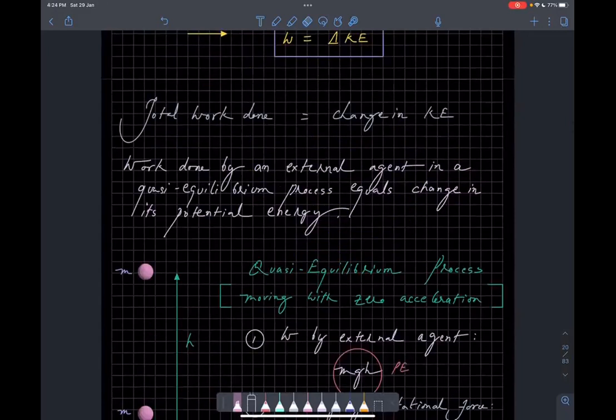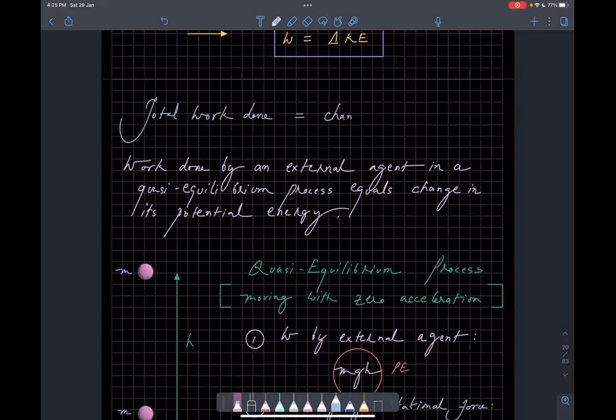Now, sometimes people get a doubt: why do we take work done as change in kinetic energy plus potential energy in problems, right? So actually potential energy is nothing but work done by gravity. I'll show you. So this is change in kinetic energy. So actually this is the correct work energy theorem.